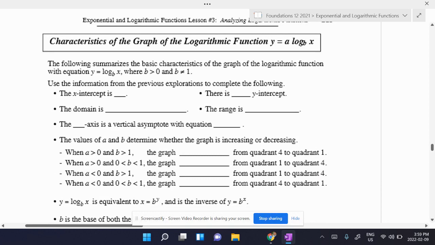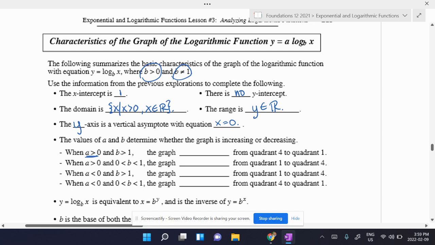Okay, so the following summarizes the basic characteristics of the graph of the logarithmic function y is equal to log b of x, where b is greater than 0 and cannot be equal to 1. X-intercept, 1. There is no y-intercept. The domain is x such that x is greater than 0, and of course is a real number. The range is y, can be all real numbers. The y-intercept is now the asymptote, which you can write as x equal to 0.